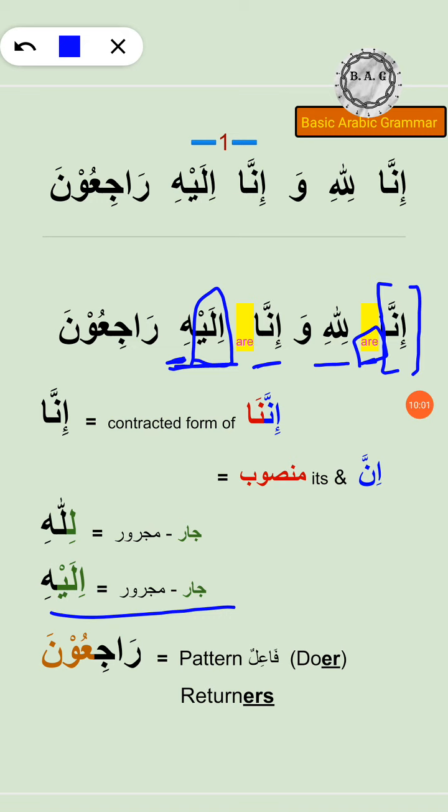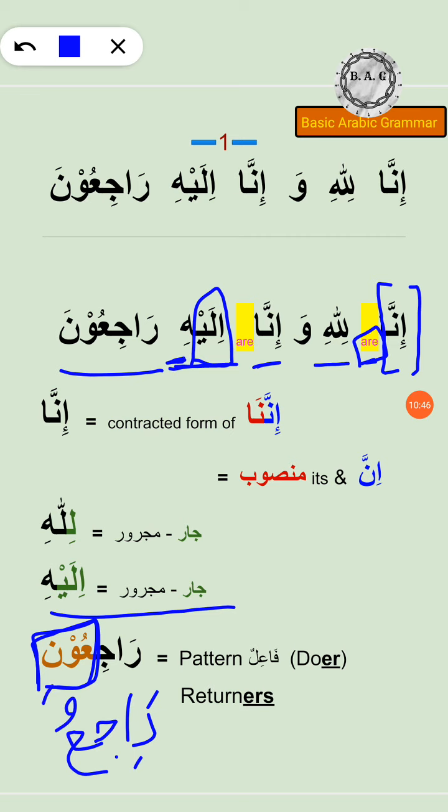Wa inna ilayhi. What does ila mean? Ila means towards, and ilayhi would be towards him. Wa inna ilayhi raji'un. Now I hope that you have identified this suffix una. What is this? This is your Jama Salim suffix for masculines. So we have, for example, raji'una, raji'ina. This is one of those words. Now, if we remove this suffix una, we are left with raji'un.